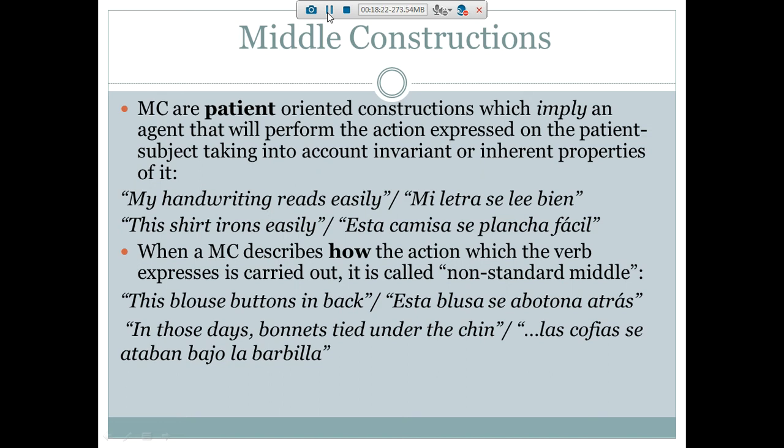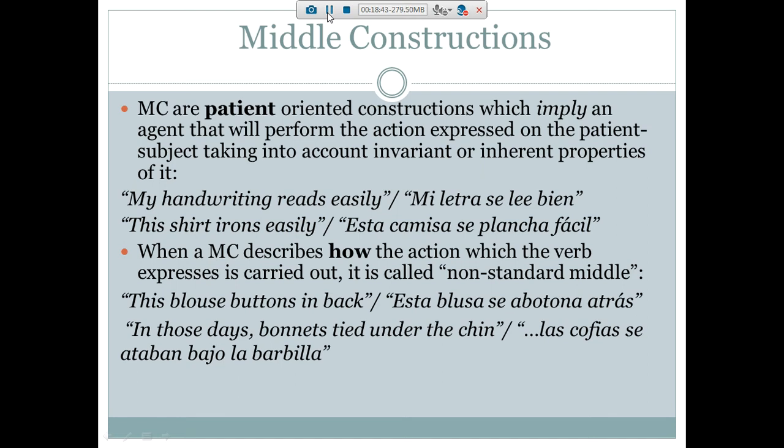Well, when a middle construction describes how the action which the verb expresses is carried out, it is called non-standard middle. Non-standard because in this case we are not speaking about the inherent properties of the subject, which is the usual thing, but how the action is carried out.